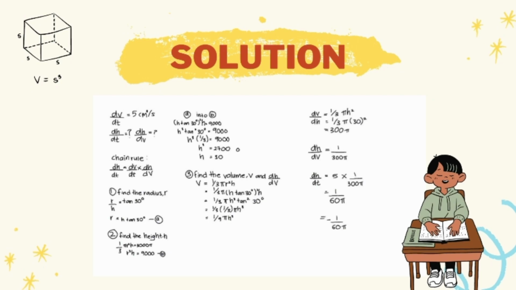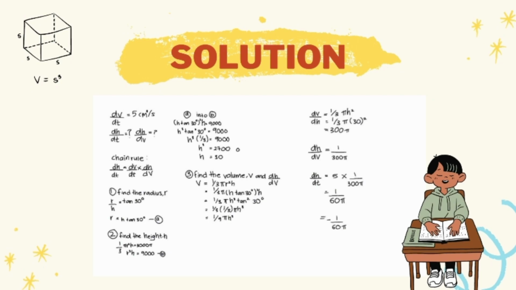To find the height, we must know the volume of the cone. The volume of the cone is 1 over 3 pi r squared h. So, form an equation, and it will be 1 over 3 pi r squared h equals 3000 pi. So, you will get the final answer r squared h equals 9000, and make it as equation B. And then, substitute equation A into equation B to get the height. So, the final answer we will get is the height h equals 30.